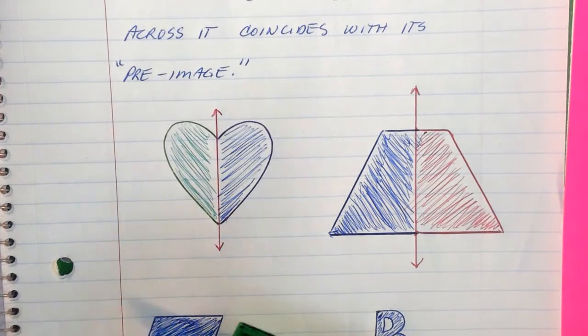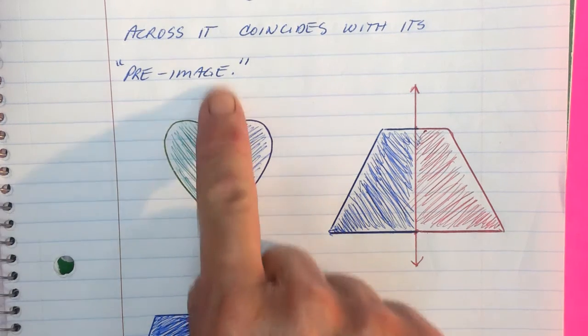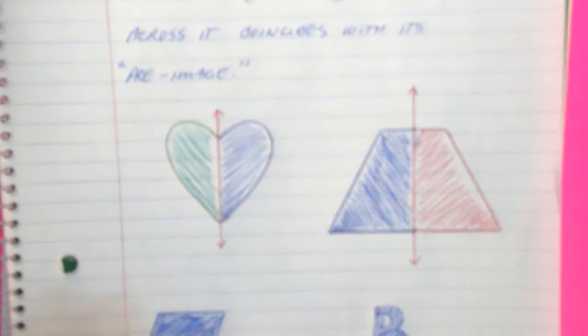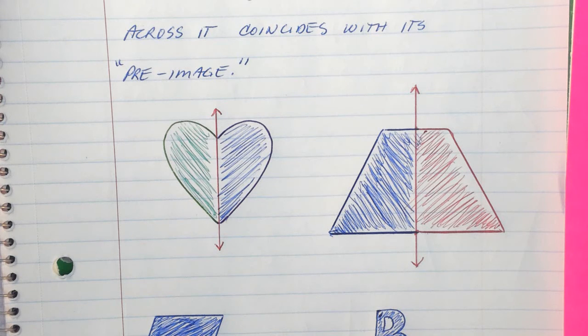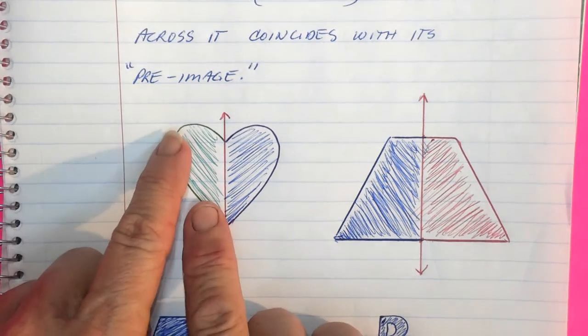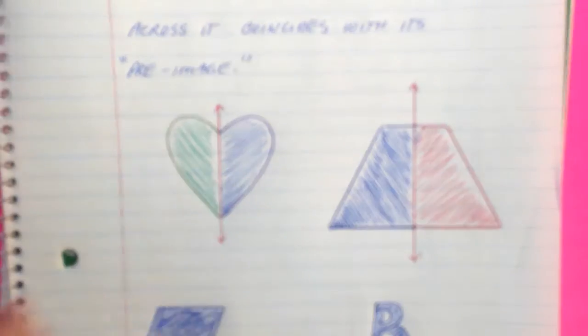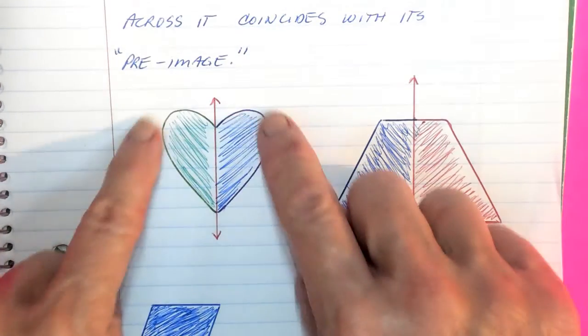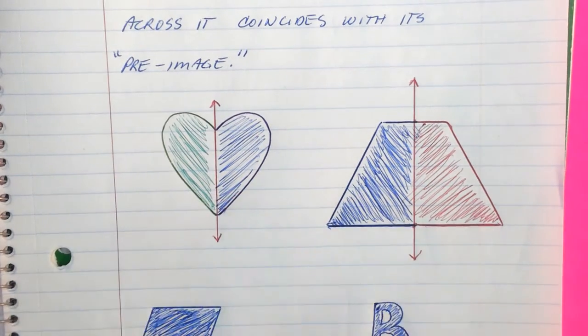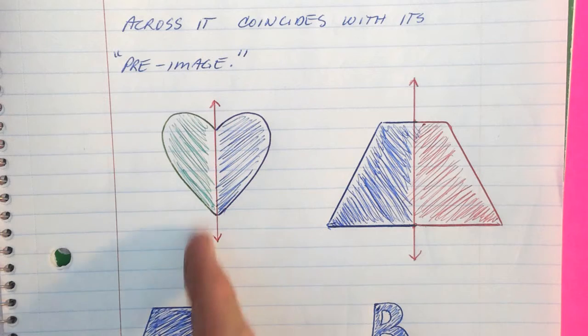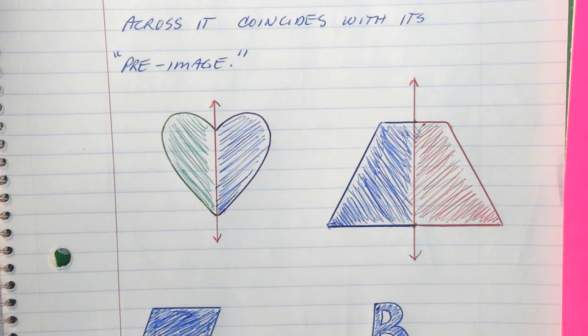If that heart were completely green and it were reflected across this vertical red line so that the green fell exactly on top of the blue, or vice versa, whichever one you started with would be the pre-image, the green heart. And when you flipped it, it would fall completely on top of the exact same shape. That red line would be a line of symmetry.